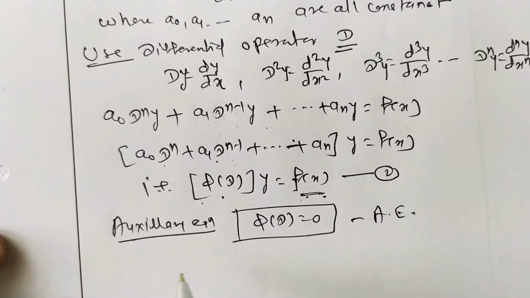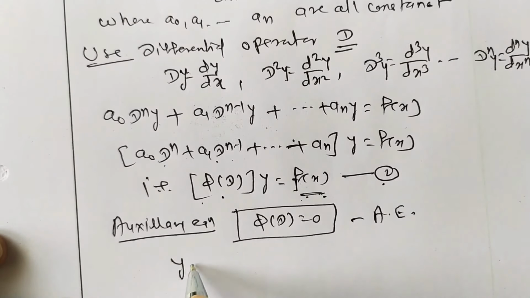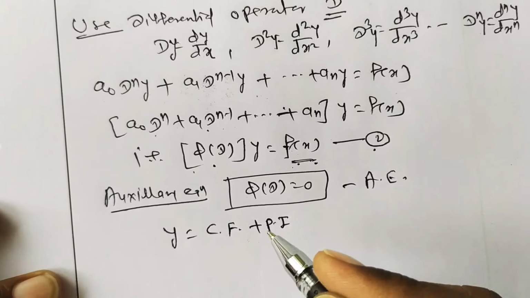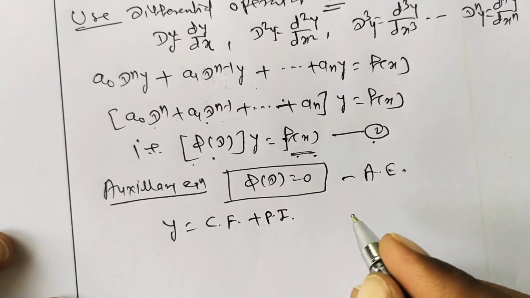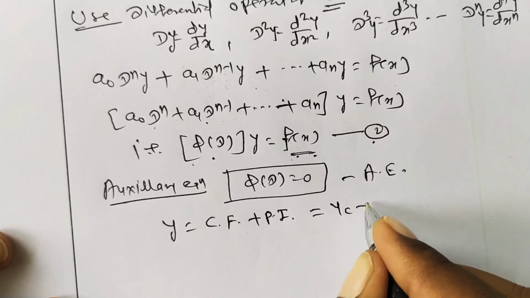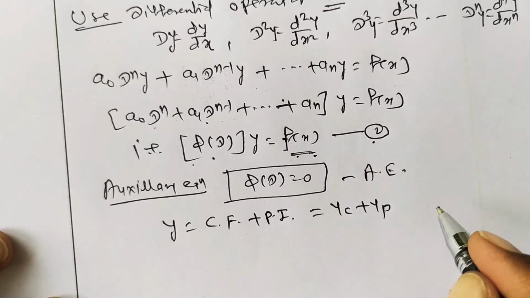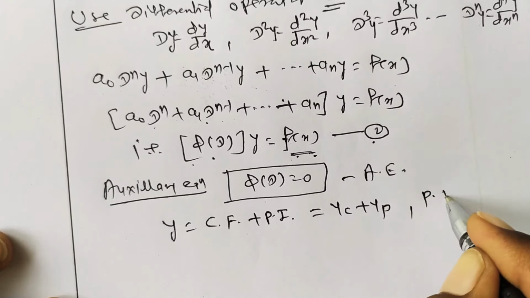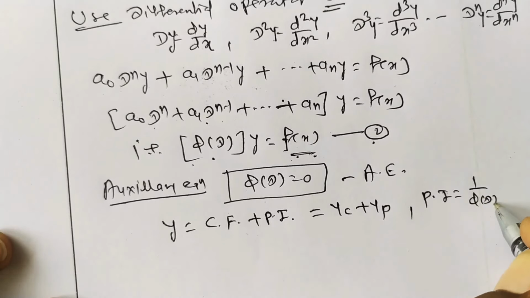Okay. Now the complete solution of equation 2 is y is equal to complementary function plus particular integral, CF plus PI. In short, CF means complementary function and PI means particular integral, or some people write here YC plus YP. Now how do we find YP, that is the particular integral? For particular integral, the formula is 1 upon phi of D into f of x.